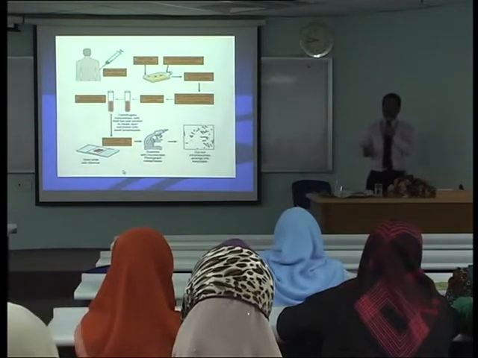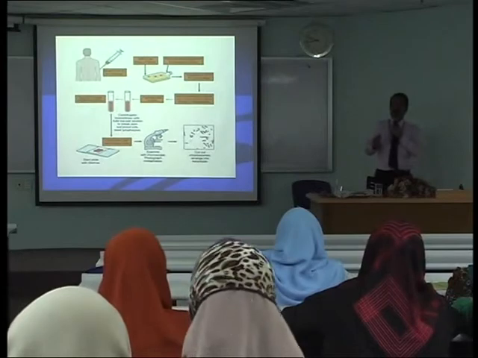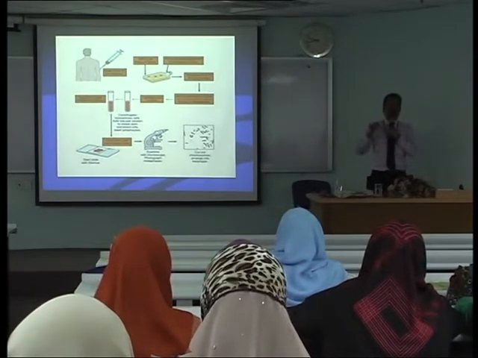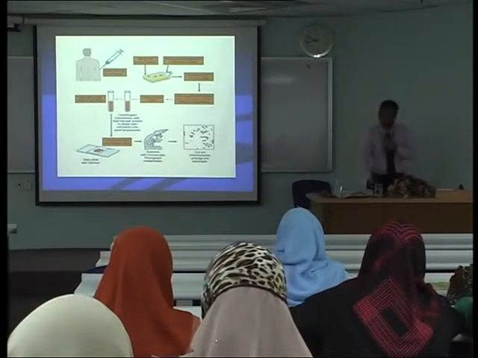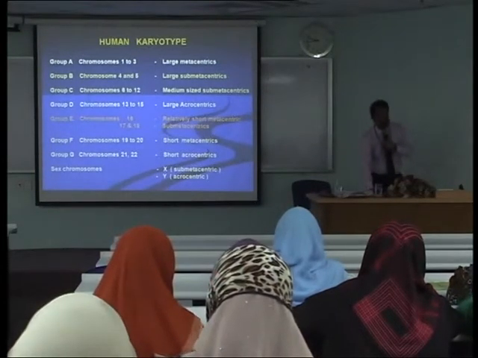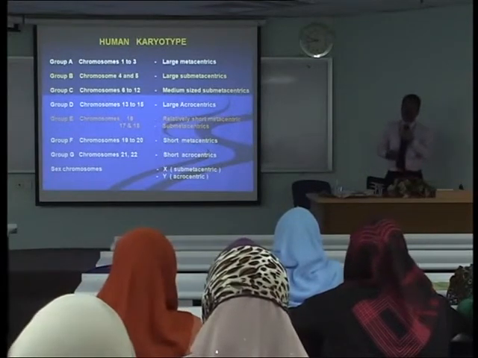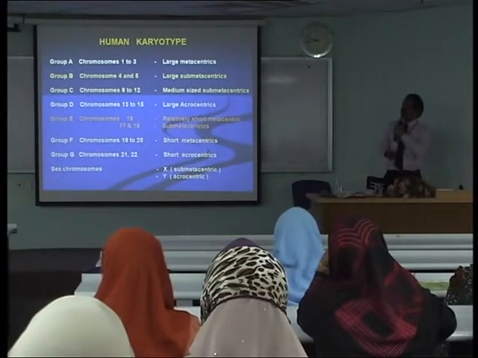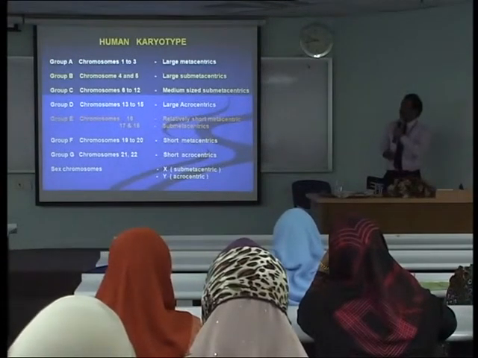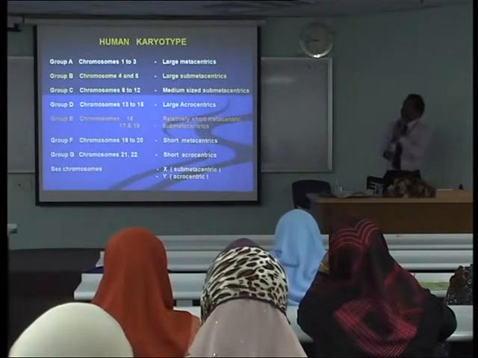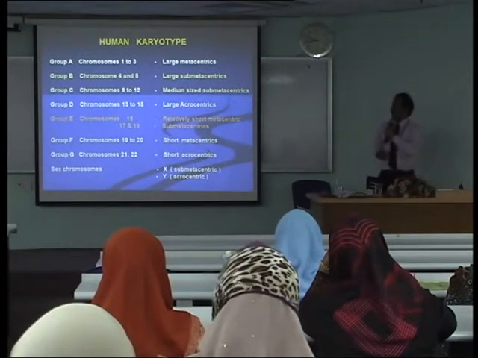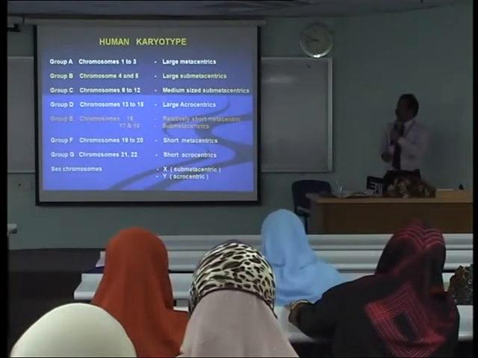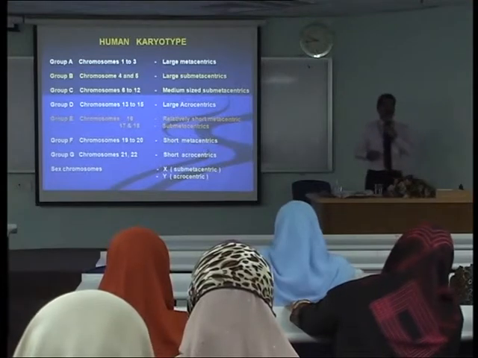After seeing the chromosomes, we have to start analyzing the chromosome abnormalities. For that, we have to pair the chromosomes according to the length, position of centromere, and specific banding pattern. For that, the human karyotype is divided into 7 groups: A, B, C, D, E, F, G. Group A consists of chromosomes number 1 to 3, B 4 and 5. Group C, chromosome number 6 to 12. Group D 13, 14, 15. Group E 16, 17, 18. Group F 19, 20. Then group G 21, 22. And then the sex chromosomes are arranged separately.